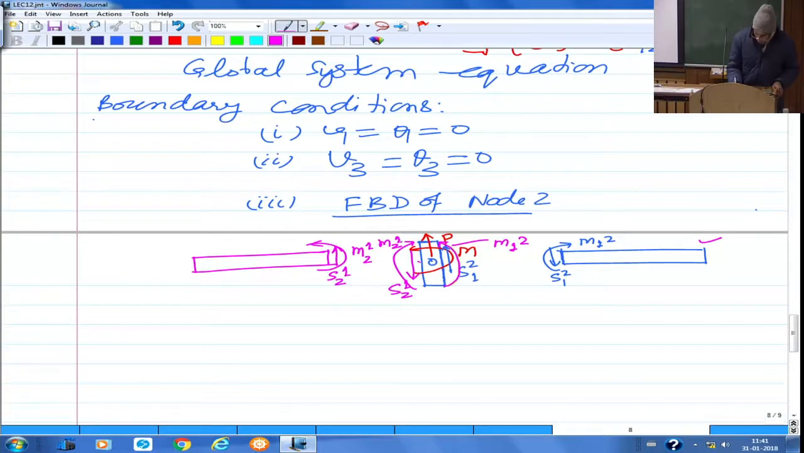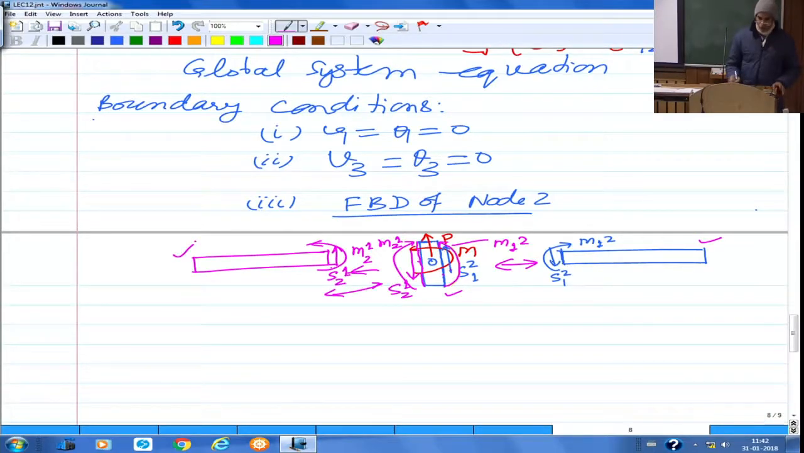Is this okay? The free body diagram of node 2. When you are drawing the free body diagram of node 2, you just keep the sign convention we have kept for the shear force and bending moment. So it would automatically be consistent. This is a positive face, so I have shown the shear force along the positive y direction and the bending moment about the positive z axis. This is a negative face, because the outward normal is along the negative x direction, so I have shown the shear force in the negative y direction and the bending moment about the negative z axis. This will automatically be consistent, because these have to be equal and opposite, as you see in these two elements.